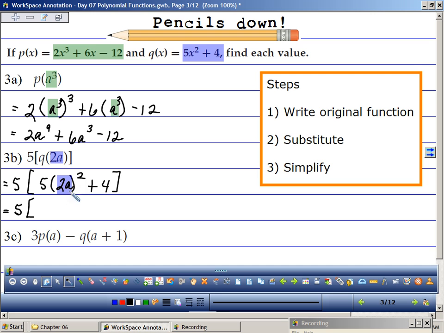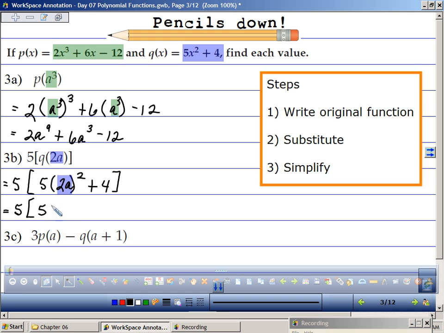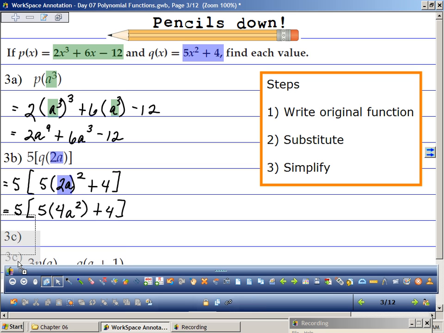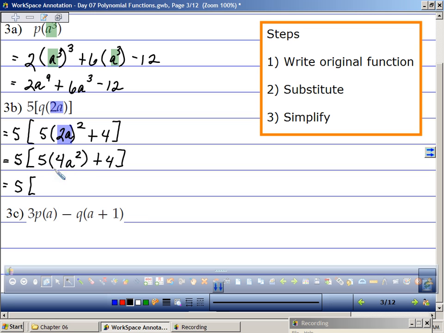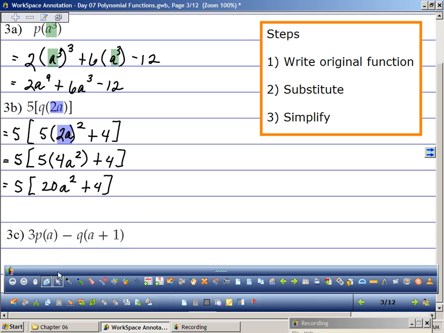So 2a, the whole quantity squared, means 5 times 4a squared. So I'm just distributing the square to everybody in there. Plus 4. Let me move this guy down. All right, so now I have 5 times the quantity. So 5 times 4a squared is 20a squared plus 4. Now I've done everything I can inside these brackets, correct? So finally, I just need to distribute that 5. So that would be 100a squared plus 20.